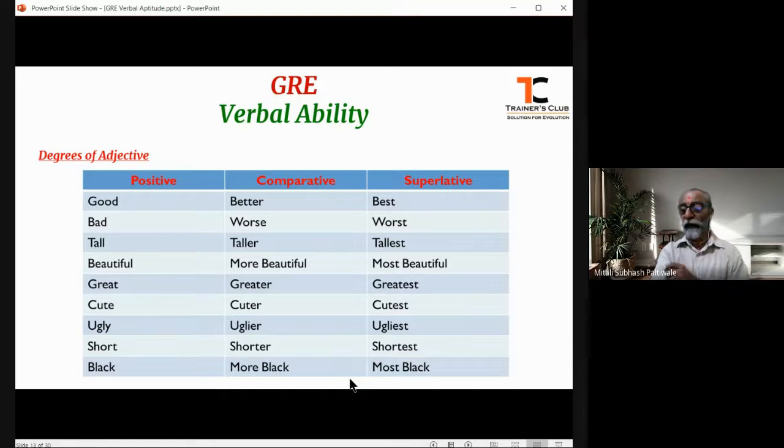So this is how the degrees of adjectives are to be used in framing sentences. If we are beautifying a sentence or comparing someone with another one, in that case, we have to be very attentive while using the degrees of adjectives.